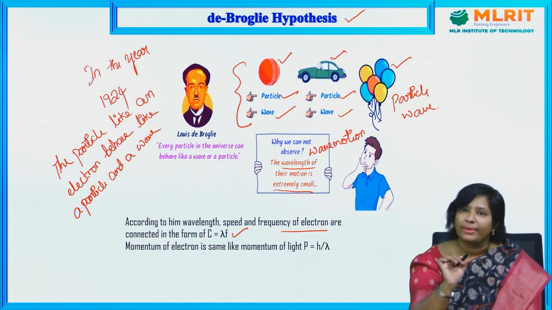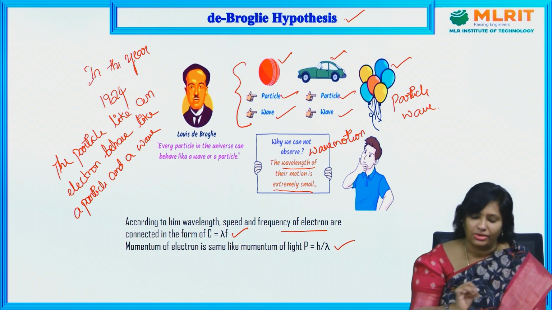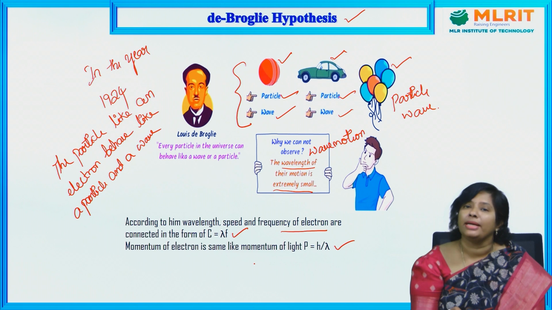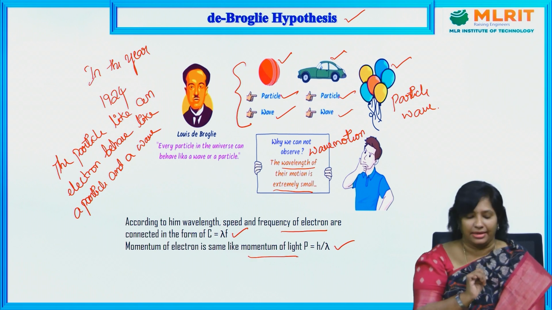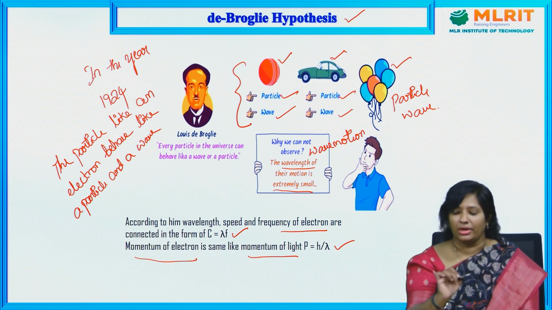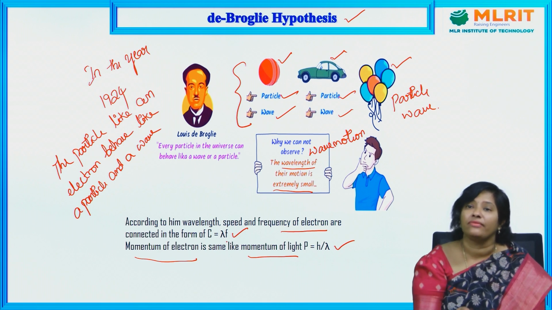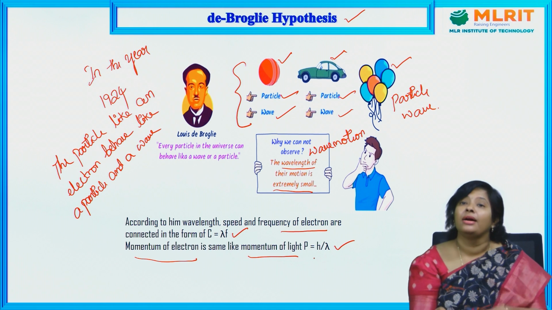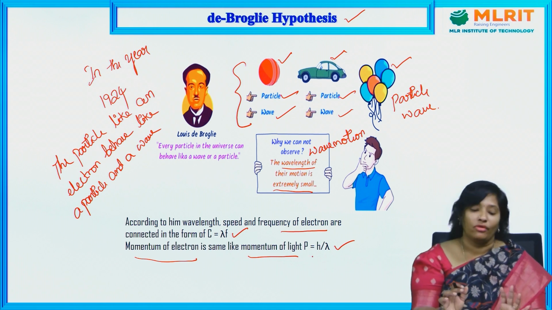Next, when it behaves like a particle, it carries a momentum, P is equal to h by lambda. The momentum of an electron is the same as the momentum of light. The momentum of light was discovered by Einstein. Here the momentum of an electron is discovered by Louis de Broglie. Okay, please remember these equations. c is equal to lambda f, which gives the wavelength equation, and P is equal to h by lambda, which tells us the momentum of a particle like an electron. Is it clear?